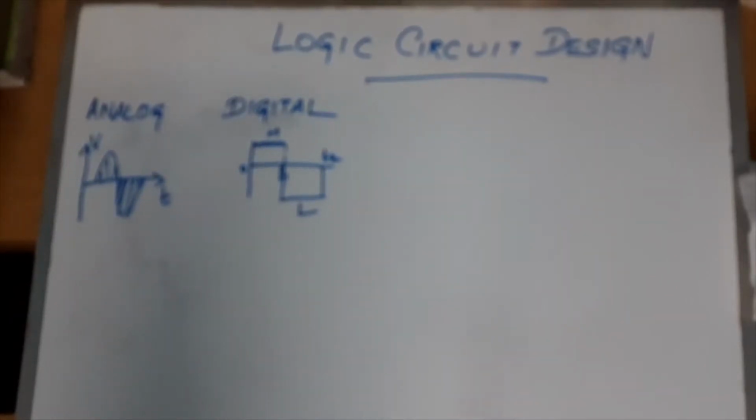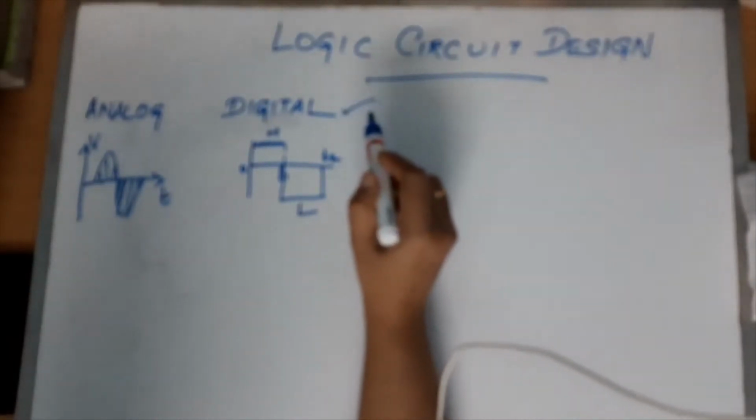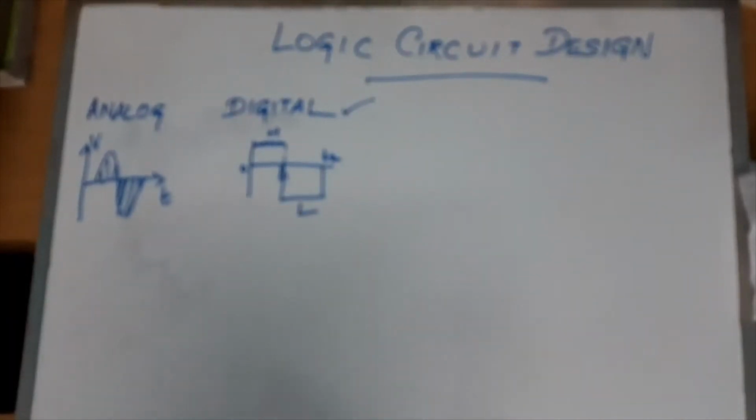So in last semester, you must have learned about many analog circuits like amplifiers, etc. Now in logic circuit design, we will be dealing with digital signals. All the circuits we are dealing with are digital circuits. So in digital circuits, we have a fixed value. That is, you have only two levels: a 0 and a 1.